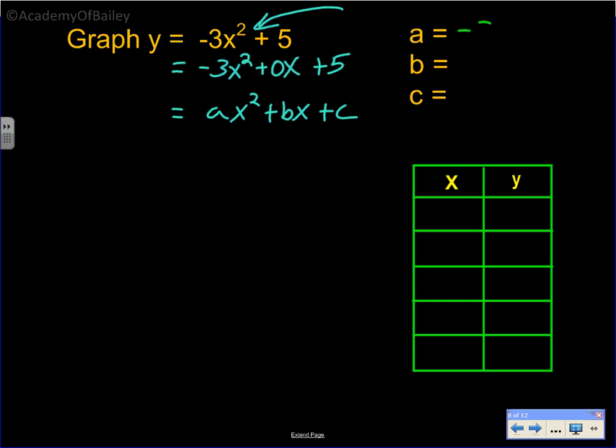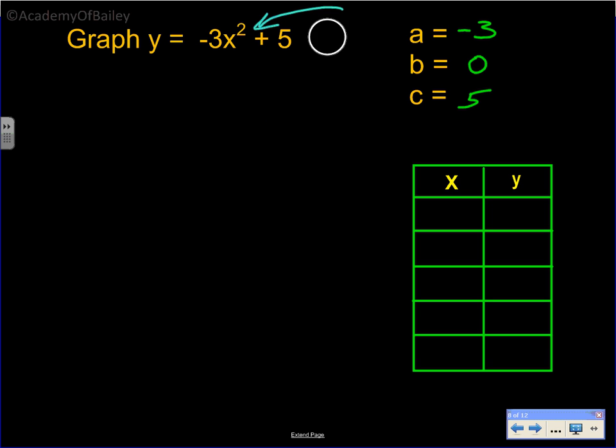A is going to be negative 3, which means the graph opens down. B is 0, and C is going to be 5. So go ahead and do what you can here. First step is find the vertex.